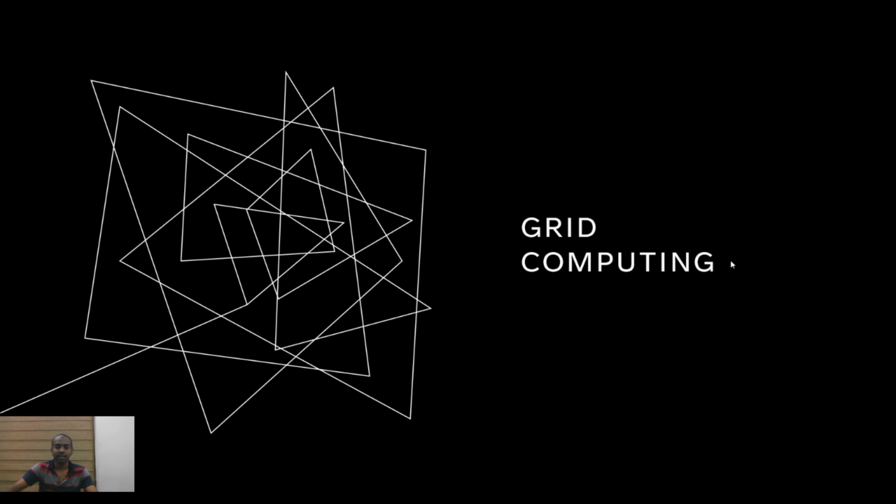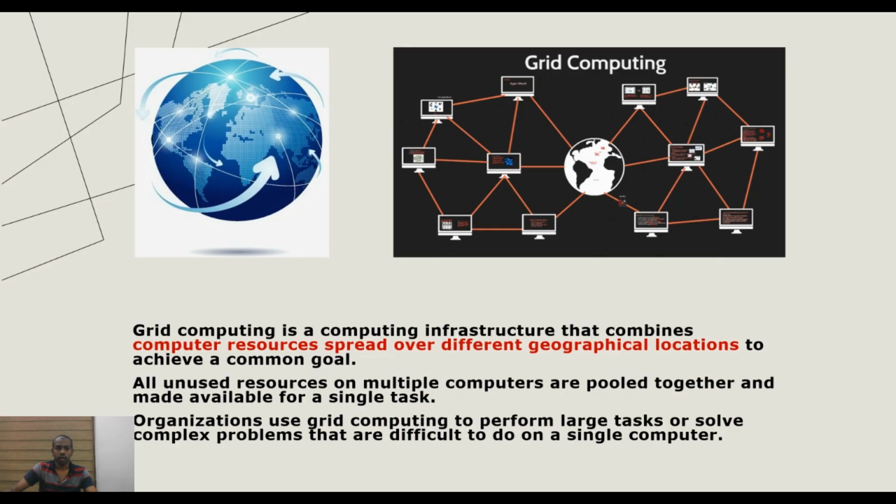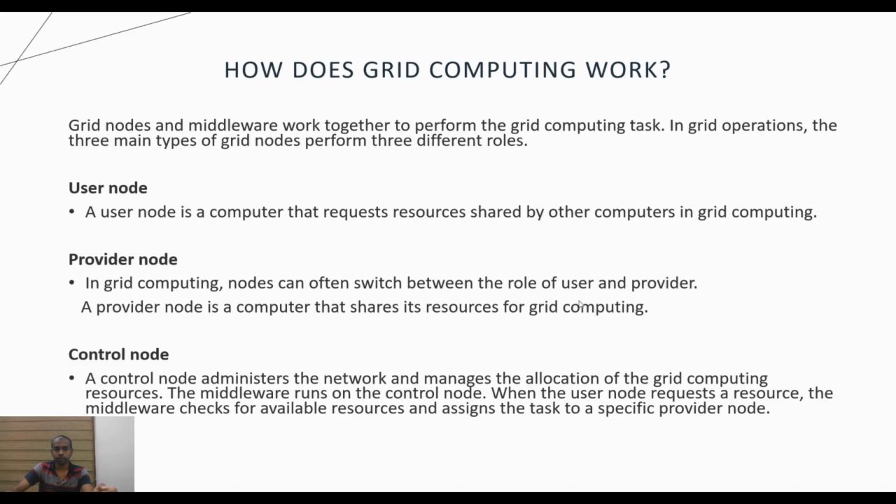So up next is grid computing. Grid computing is a computing infrastructure that combines computer resources spread over different geographical locations to achieve a common goal. All unused resources from multiple computers are pooled together and made available for a single task. Organizations use grid computing to perform large tasks or solve complex problems that are difficult to do on a single computer. It's spread over the whole globe, you could say, in a way.